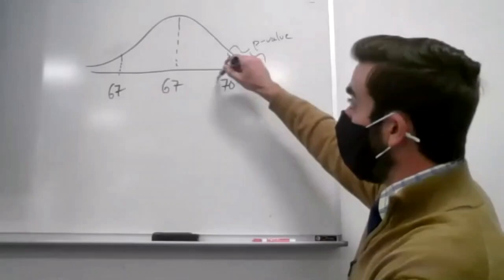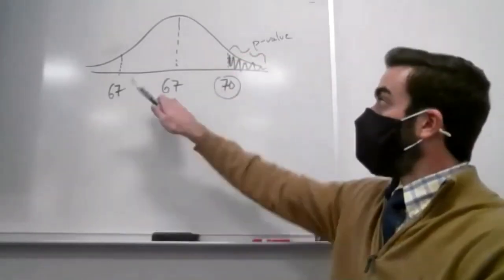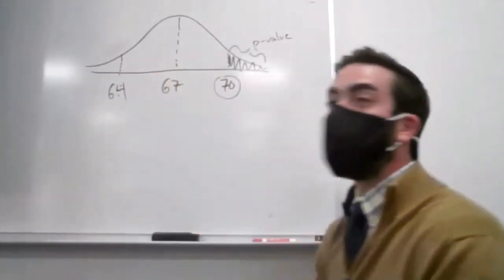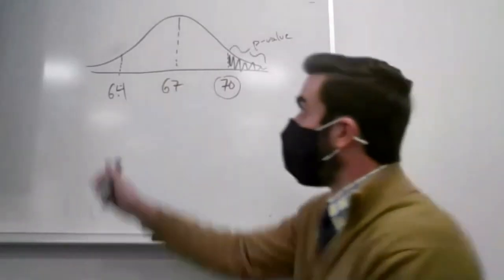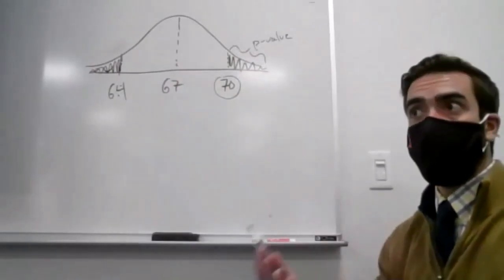So I only see one of these values, but I know that it would have been equally as likely for me to see something equally as far below that assumed true mean. So I'm really going to have two tails here. Two-tailed test.